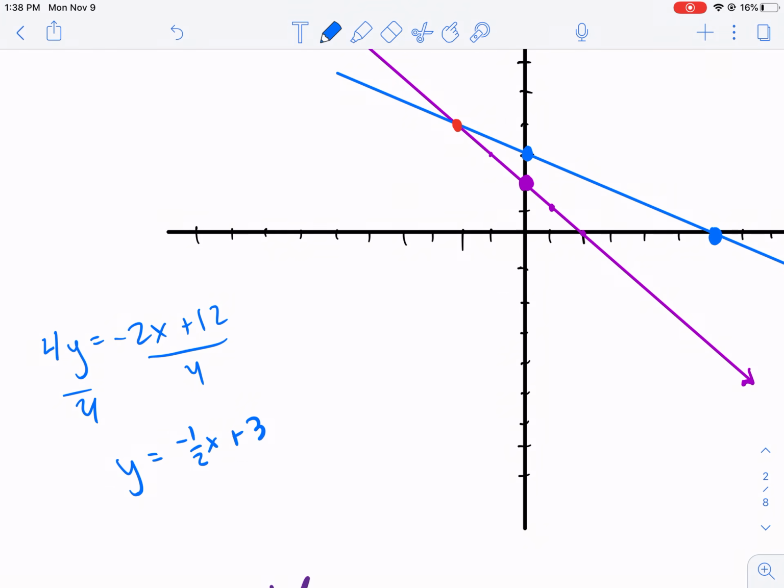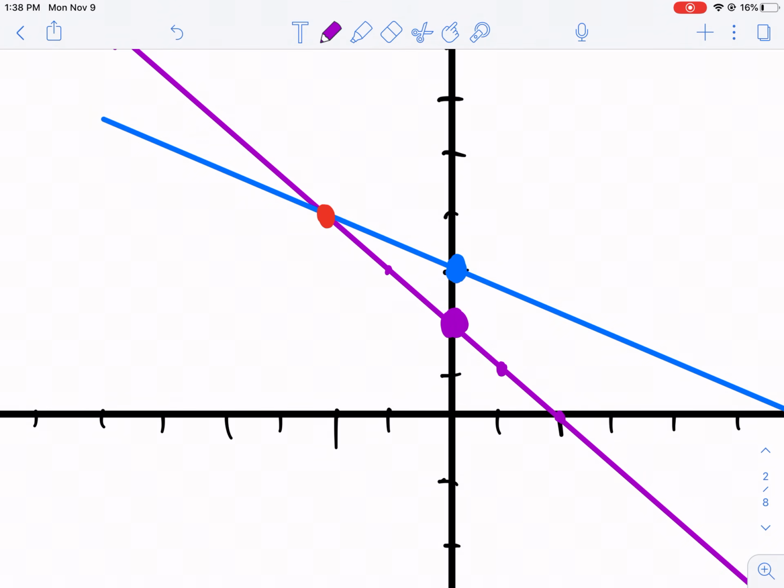So with my purple, I should probably go in reverse a few more times. That's up 1 to the left 1. I don't know if that's the same point. It might be. I think it is. Up 1 to the left 1. That's about right there. Okay.